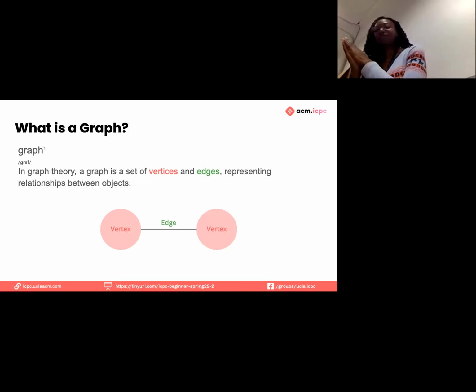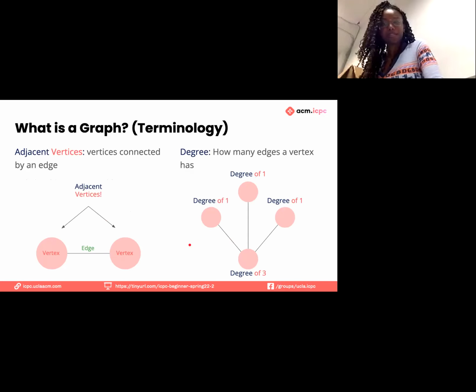So in graph theory, a graph is just a set of vertices and edges representing relationships between objects. So you can see vertices is just plural for vertex. We have two vertices and an edge between them. Okay. And so you'll call two vertices adjacent if they're connected by an edge. So we can see that these two vertices here are adjacent.